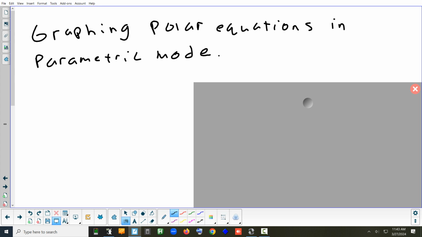So one thing we have to remember when you go from polar to parametric: polar uses what letter as its variable? Yeah, theta, and parametric uses t. So at some point, we got to change thetas to t's. That's not a major part of the problem, but at some point, we need to do that. Okay, so graphing polar equations in parametric.